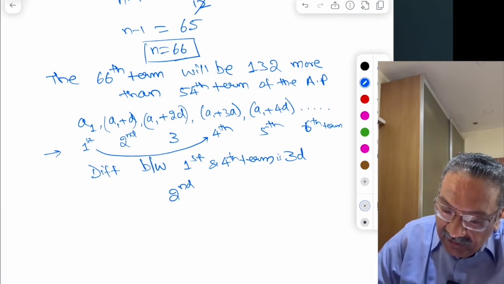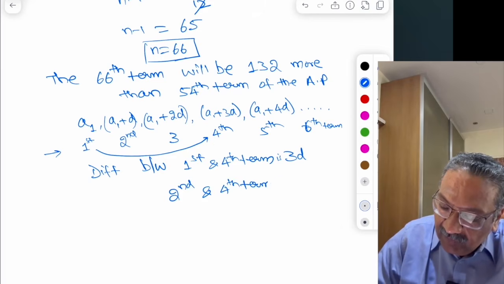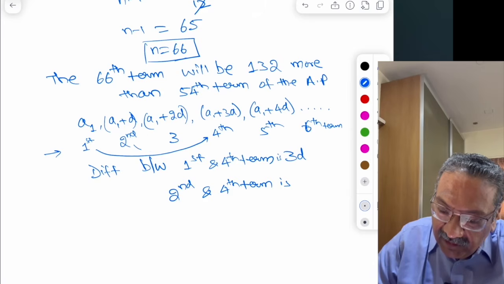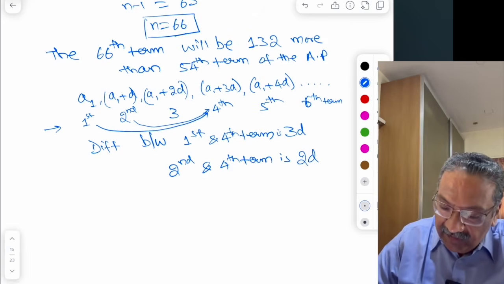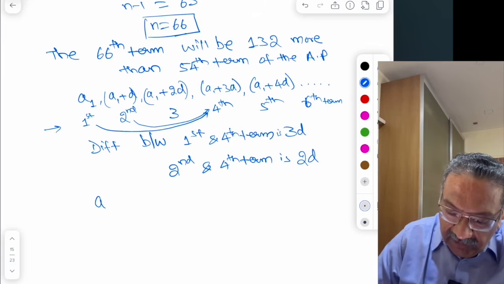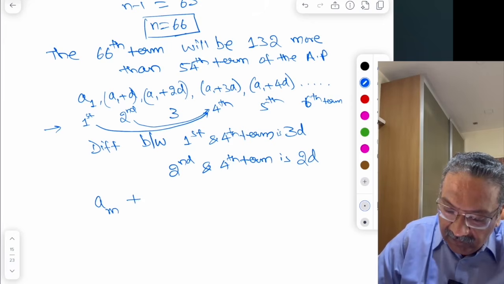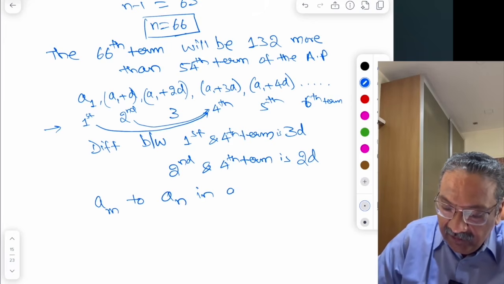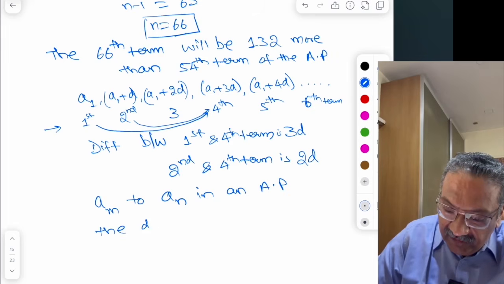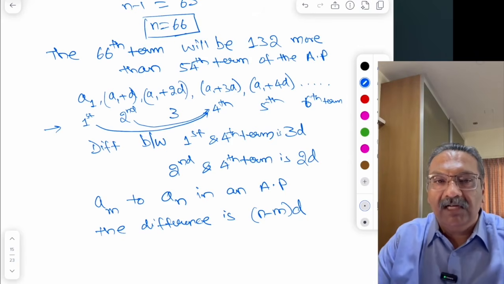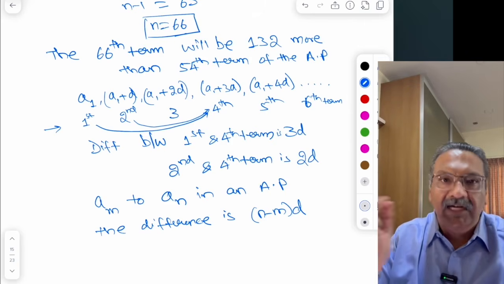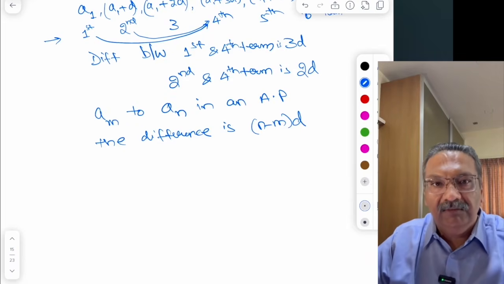Similarly, the difference between the second term and the fourth term. If you have to go from the second term to the fourth term, what is the difference? 2d. So can I say that if you have to go from am to an in an AP, the difference is n minus m into d? As many terms as you go ahead, that many times the common difference gets added. So when you go 5 terms ahead, 5 into d is added. Correct? So now from that angle, let us solve this question.